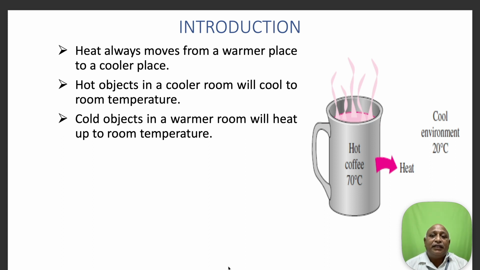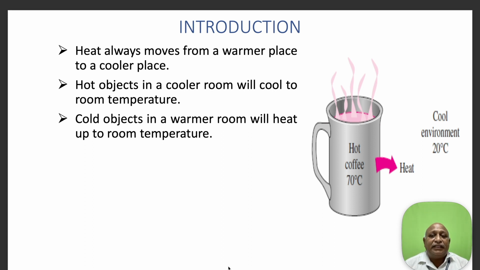As we know, hot objects in a cooler room will cool to room temperature. For example, the temperature of this hot coffee is 70 degrees Celsius, and the environment where it is placed is 20 degrees Celsius. Till how long does the heat transfer from the coffee to the environment? Till it reaches equilibrium, that is, till the coffee temperature reaches 20 degrees Celsius.